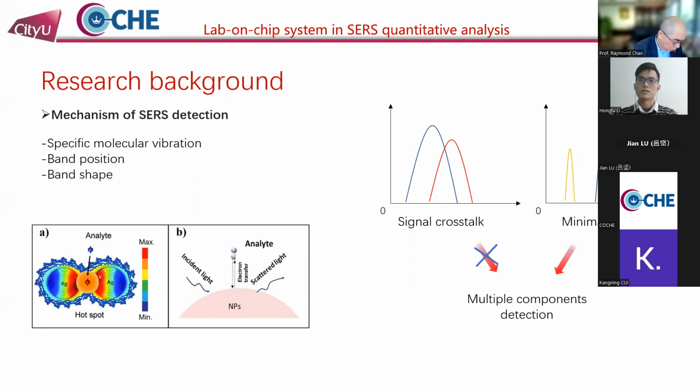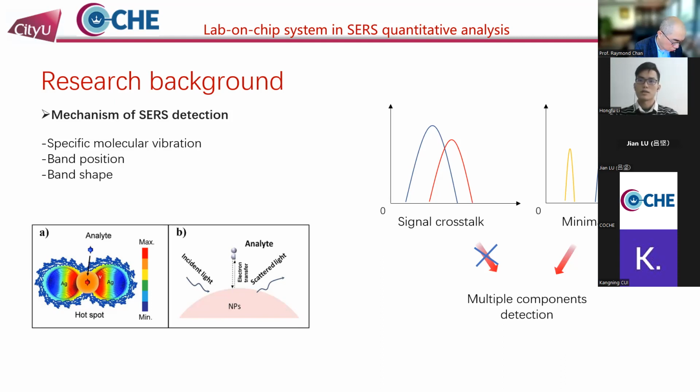The other mechanism is related to the chemical effect. When the analyte is bound on the nanoparticle substrate, the interaction in this bonding will have a direct impact on the electron transfer between the 2 substances, which will further amplify the signals that we get.